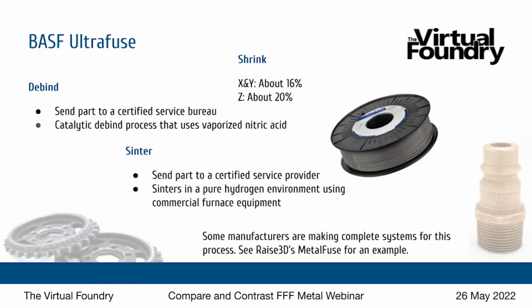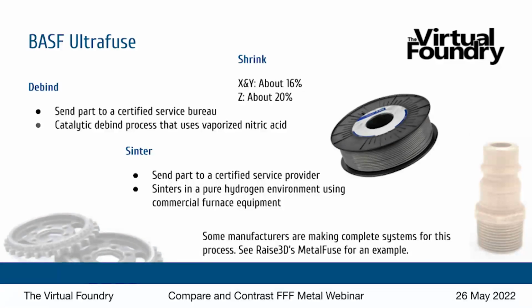And the BASF shrink rates: it is 16% in the X and Y and 20% in the Z. So it's not strange to learn that the Z is more than the X and Y, because that orientation in the sintering furnace, gravity is going to pull that Z axis down a little bit more than the X and Y.